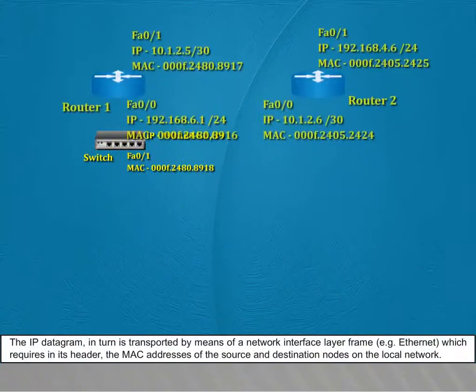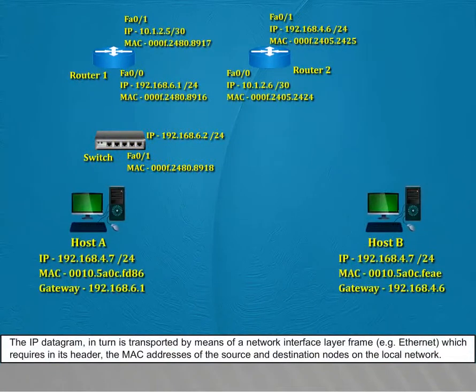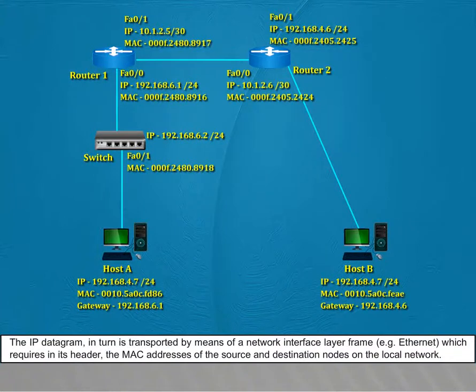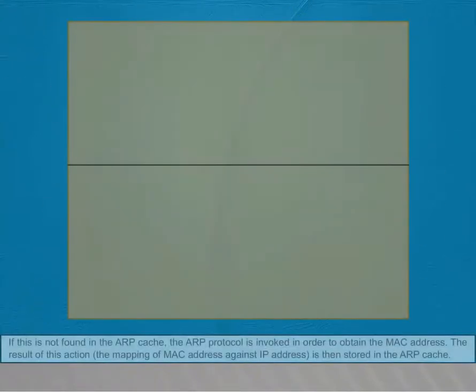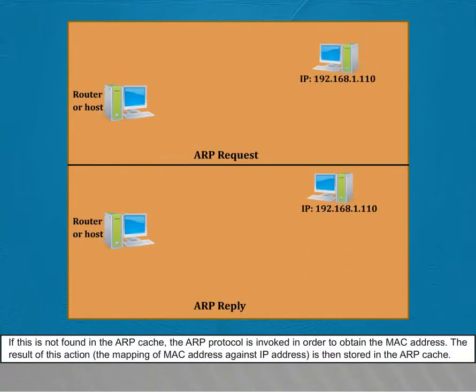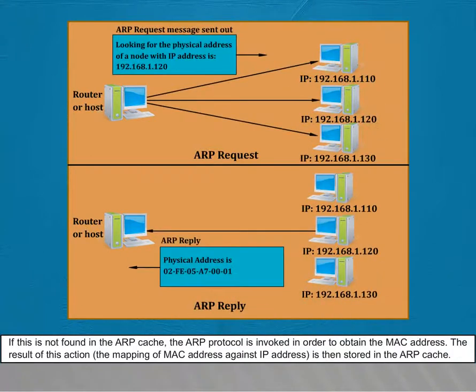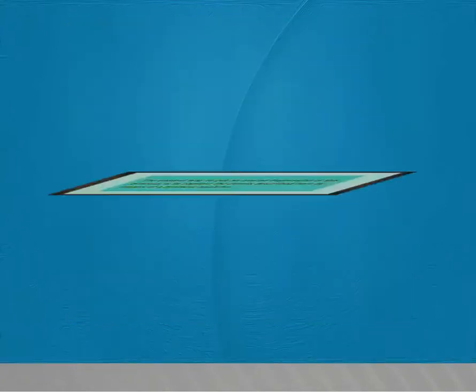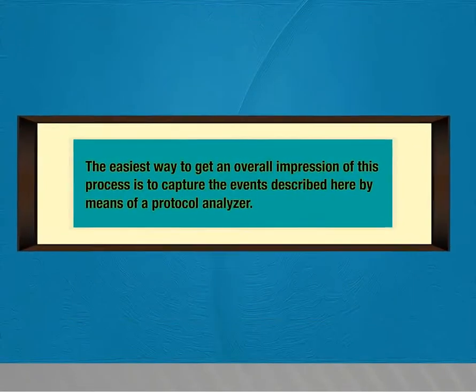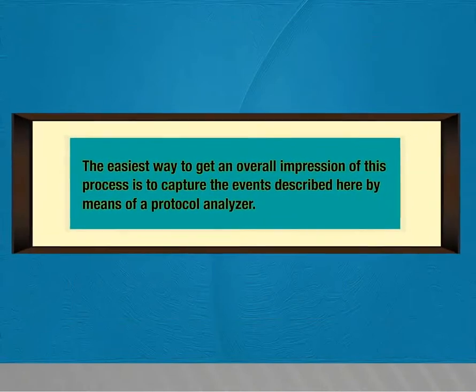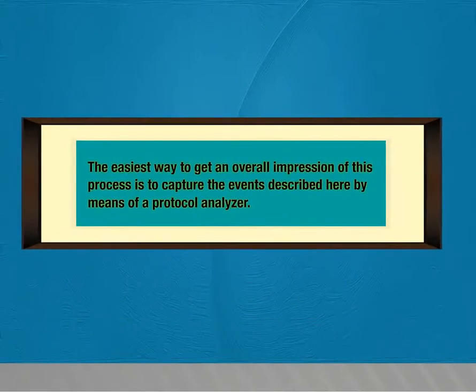The IP datagram in turn is transported by means of a network interface layer frame, for example, Ethernet, which requires in its header the MAC addresses of the source and destination nodes on the local network. If this is not found in the ARP cache, the ARP protocol is invoked in order to obtain the MAC address. The result of this action, that is, the mapping of MAC address against IP address, is then stored in the ARP cache. The easiest way to get an overall impression of this process is to capture the events described here by means of a protocol analyzer.